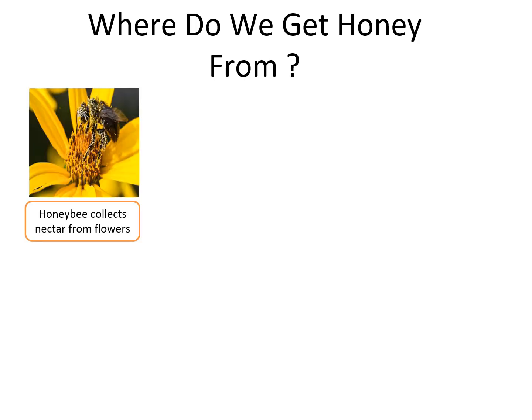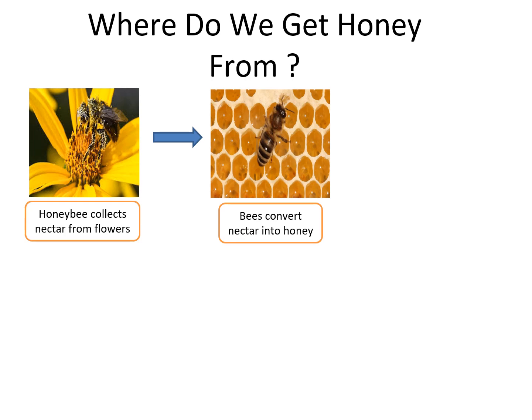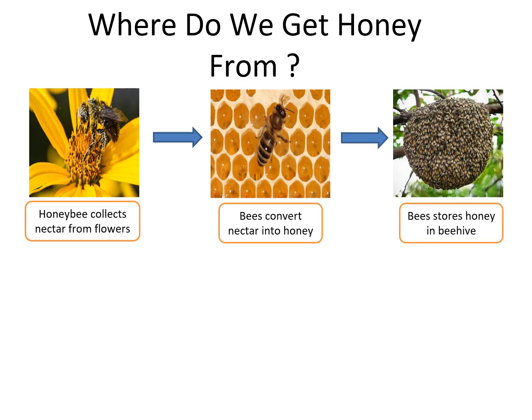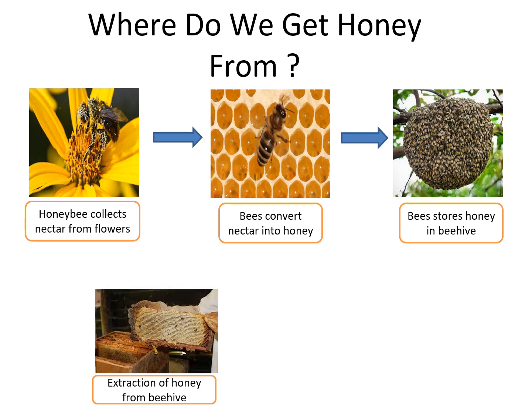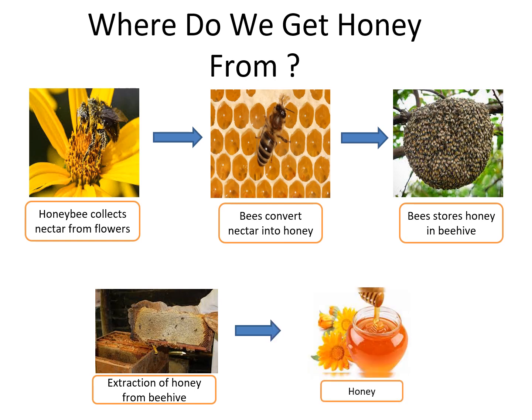Now learners, do you know there is a sweet ingredient that is used in a variety of dishes? Now that is honey. Now where do we get honey from? We get honey from the honeybees. Honeybees basically collect the nectar from the flowers, and then bees convert nectar into honey, and then bees store honey in their beehive, and from the beehive we collect the honey. We extract honey, and then the honey is collected, and from this honey we can make a variety of dishes.